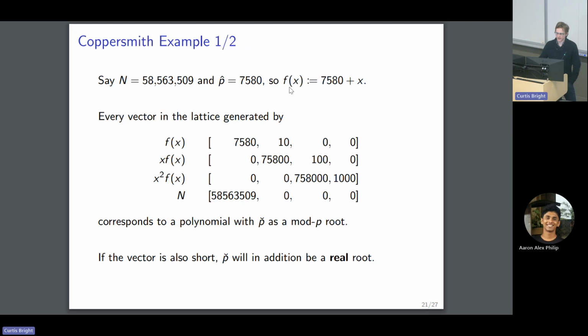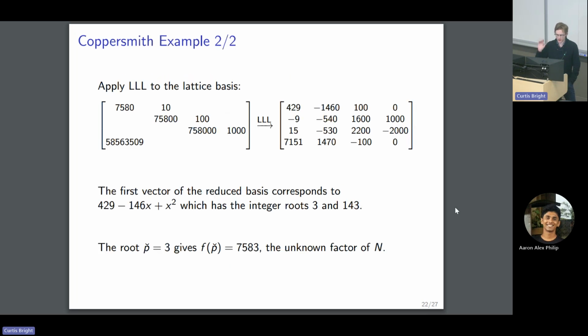So again, this is the F from the polynomial on the previous slide. You can generate copies of multiples of F with M. This is the lattice he uses. The point is, if you can find a short vector in this lattice, Coppersmith shows that short vector is going to correspond to a polynomial that has the bits that we want as a real root. Okay, I'll just show you in practice what happens.